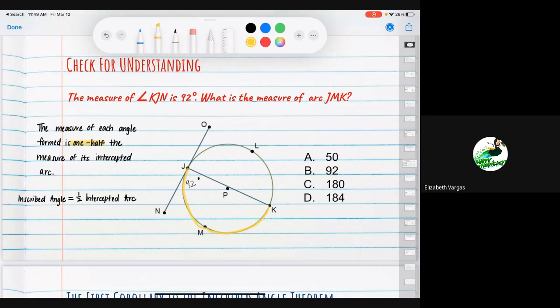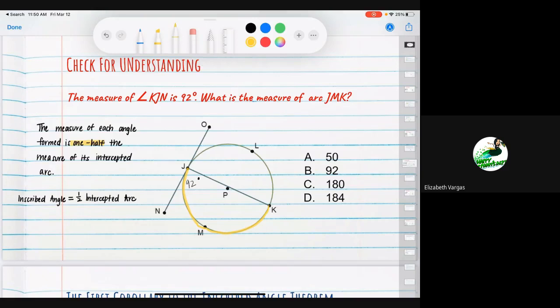I'll give you about 45 seconds to look at this one. About 15 more seconds. Okay.